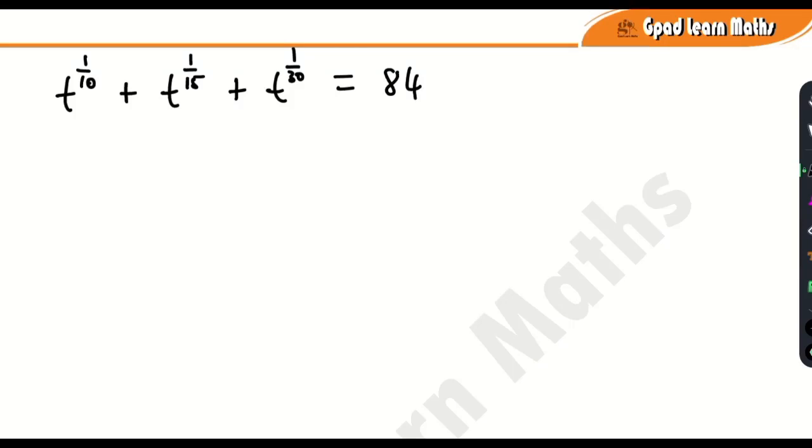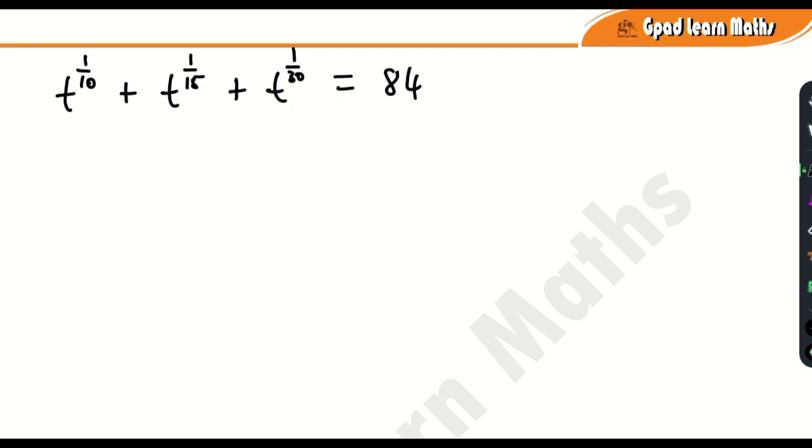In this video, we're going to be solving this equation which says t raised to the power of 1 over 10 plus t raised to the power 1 over 15 plus t raised to the power 1 over 30 is equal to 84. Now, what are we going to do? Look at the exponent. This is 10 here, a denominator of 10. This is 15, this is 30.